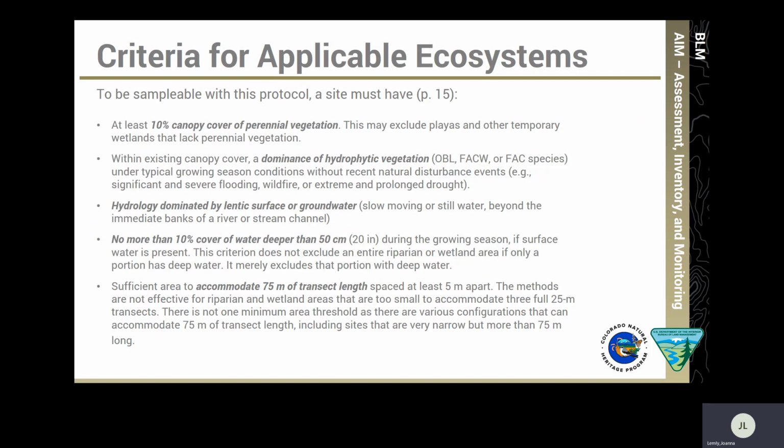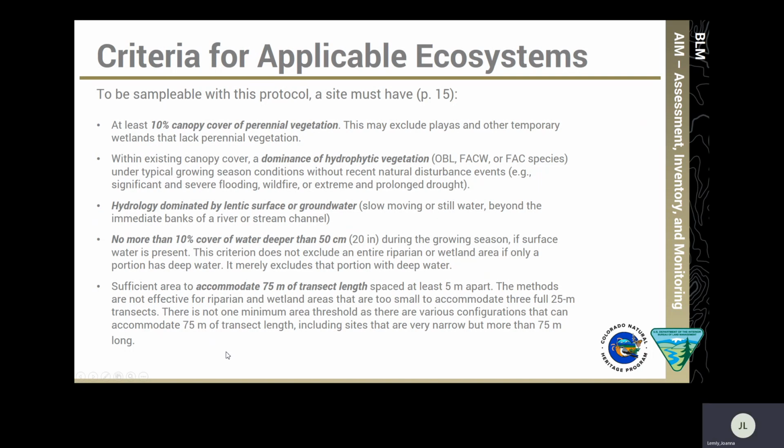Lastly, the site must be large enough to accommodate 75 meters of total transect length in 3 25-meter transects spaced at least 5 meters apart. The methods are not effective for riparian and wetland areas that are too small to accommodate 3 full 25-meter transects. There is not one minimum area threshold, as there are various configurations that can accommodate 75 meters of transect length, including sites that are very narrow, but more than 75 meters long. A separate presentation will detail the various plot layouts included in the protocol.